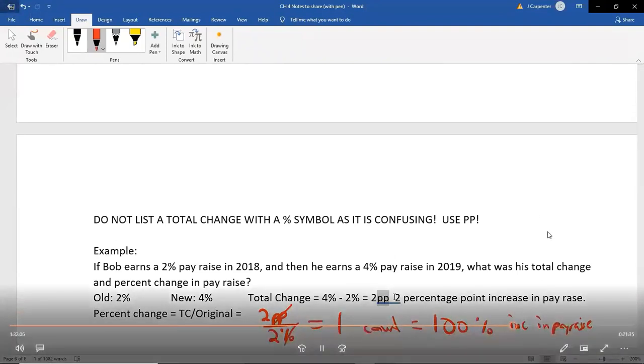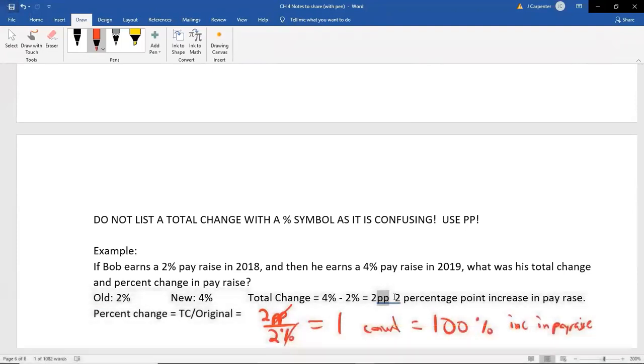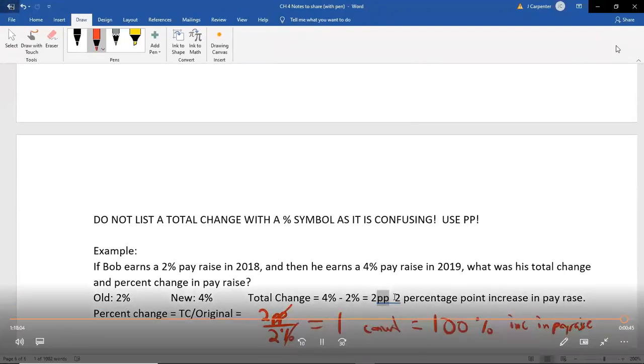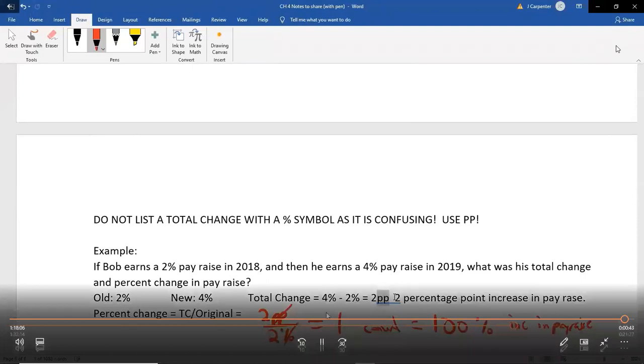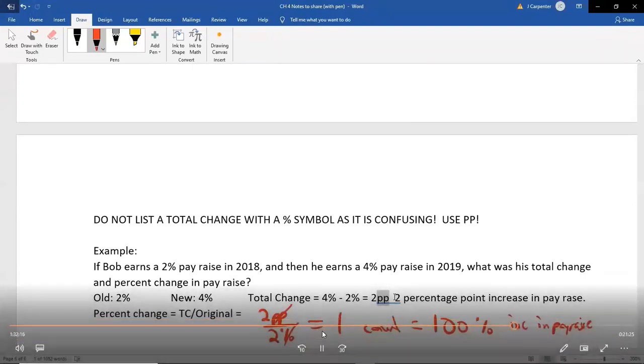If my total change was negative 2 percentage points, that means if I earned a 10% pay raise the first year, the second year I earned an 8% pay raise. I still got a pay raise, but it was 2% smaller than the previous year.